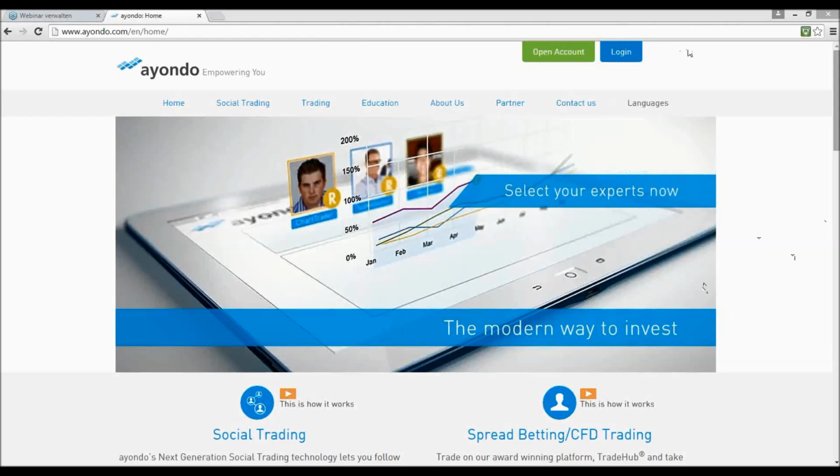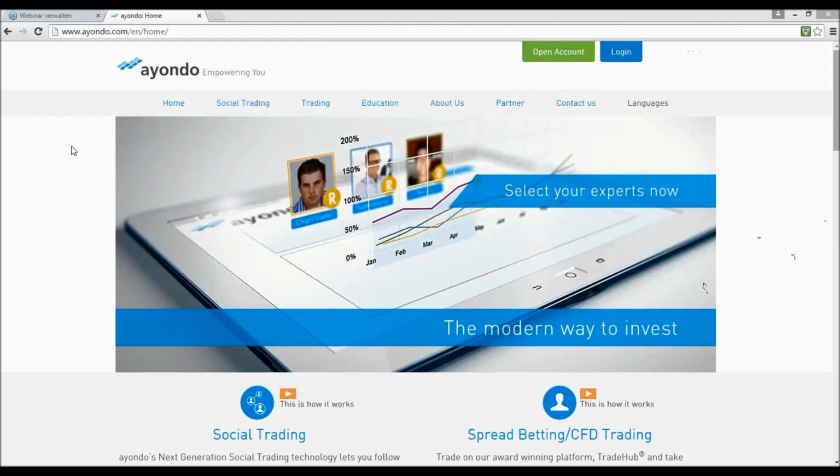So today we're going to be discussing social trading, how you can apply for an account, how you can set up a portfolio, and how you can follow top traders, and hopefully on the back of that make some money. So the first thing everybody needs to do is make sure that they can get access to the homepage, and you'll find that on ayondo.com. Once you've got yourself to the homepage, we're going to try and apply for an account.